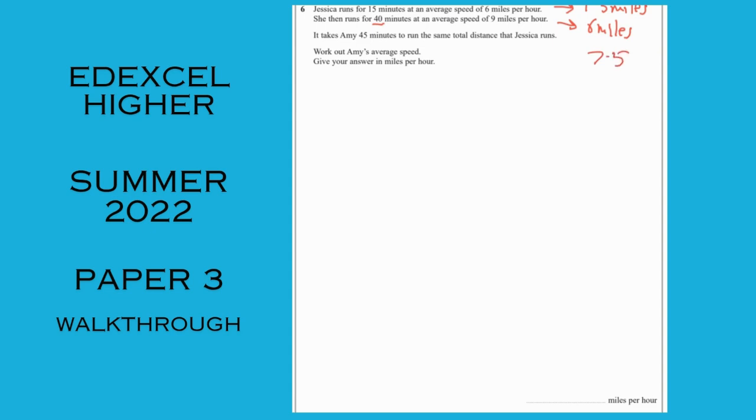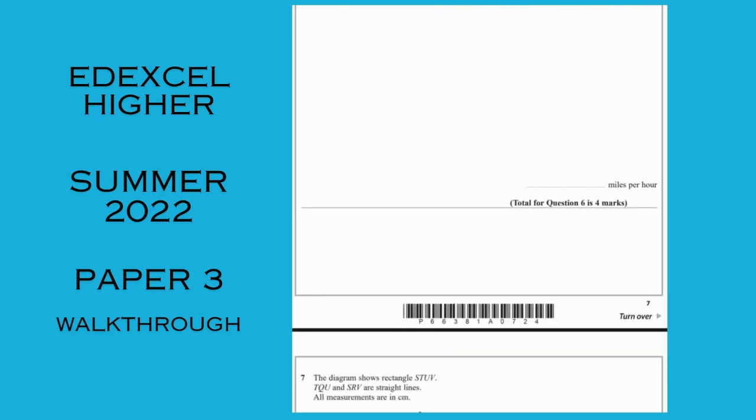It takes Amy 45 minutes to run the same distance. So Amy's running 7.5 miles in, don't use 45 because that's in minutes, you want it in hours, so change it to either 3/4 or 0.75. Either way, you get the answer of 10 miles per hour.